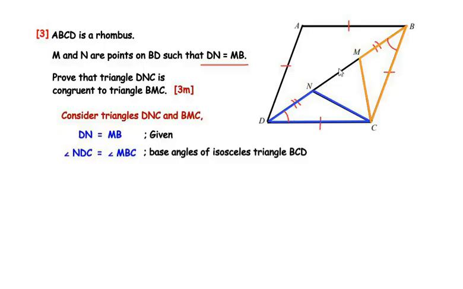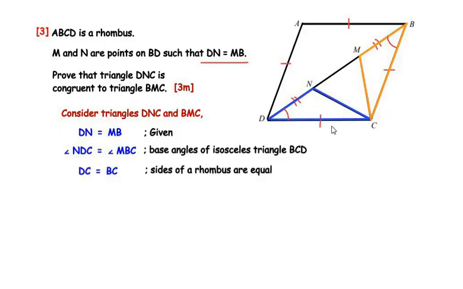Now here this triangle BCD is an isosceles triangle because 2 sides of this triangle are the same, that is CD will be equal to BC as we have marked over here. So angle D will be equal to angle B. That is why we have written base angles of isosceles triangle BCD are equal.